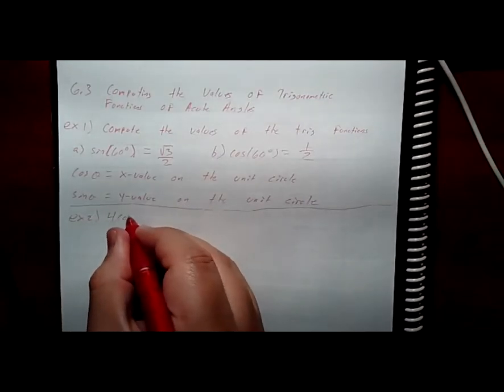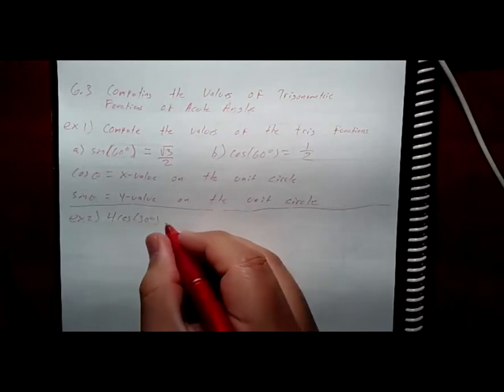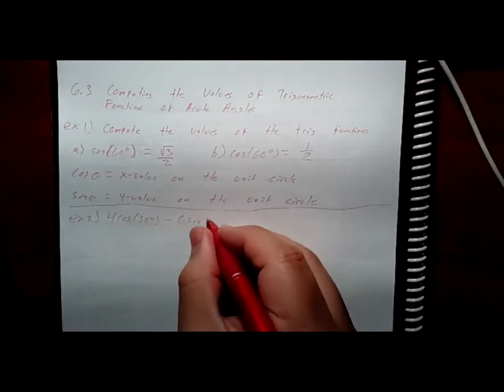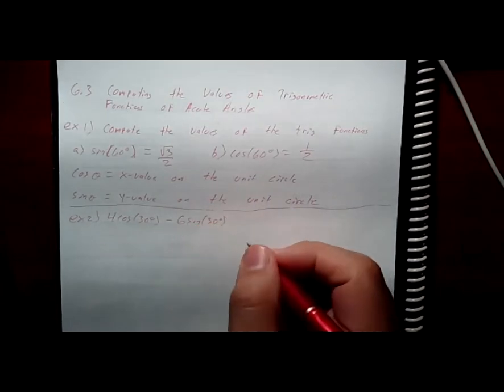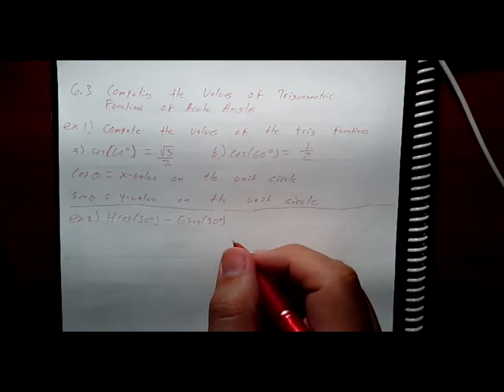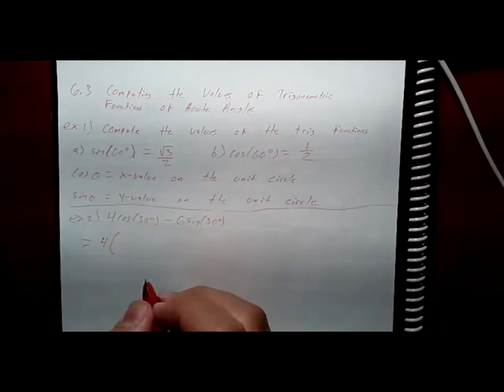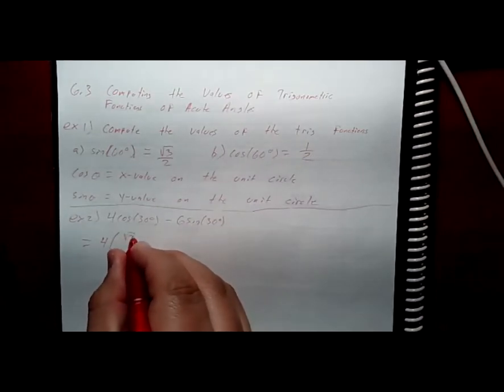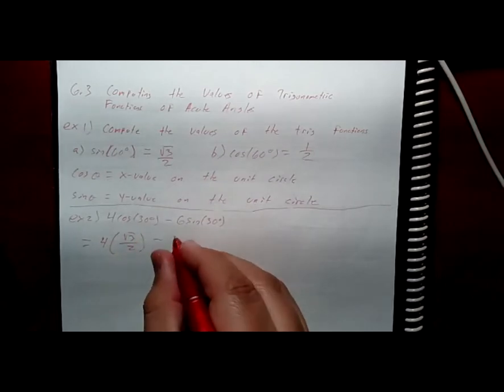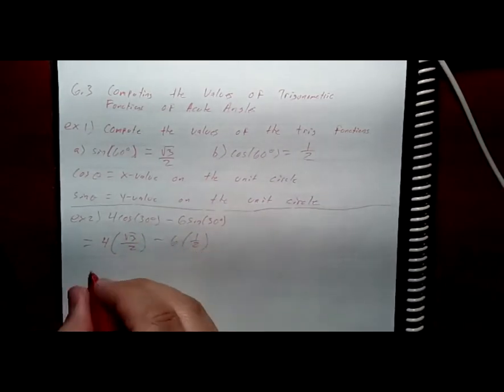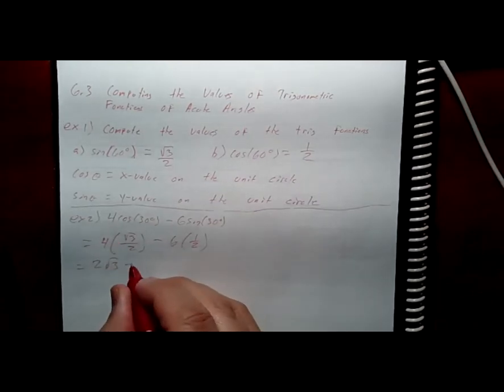Say find 4 cosine of 30 degrees minus 6 sine of 30 degrees. So use your circle. This will be 4 times cosine of 30, which is square root 3 over 2 from your circle, minus 6 times 1/2, which will be, reduce it, 2 root 3 minus half of 6, which is 3. Any questions on how we did this or where the values came from?